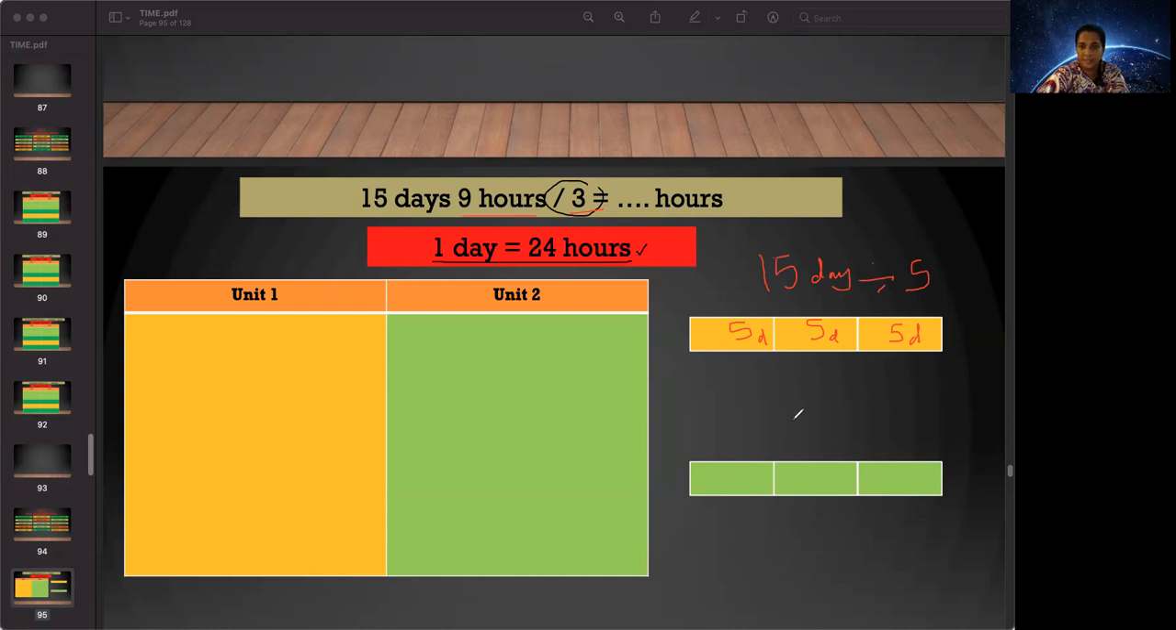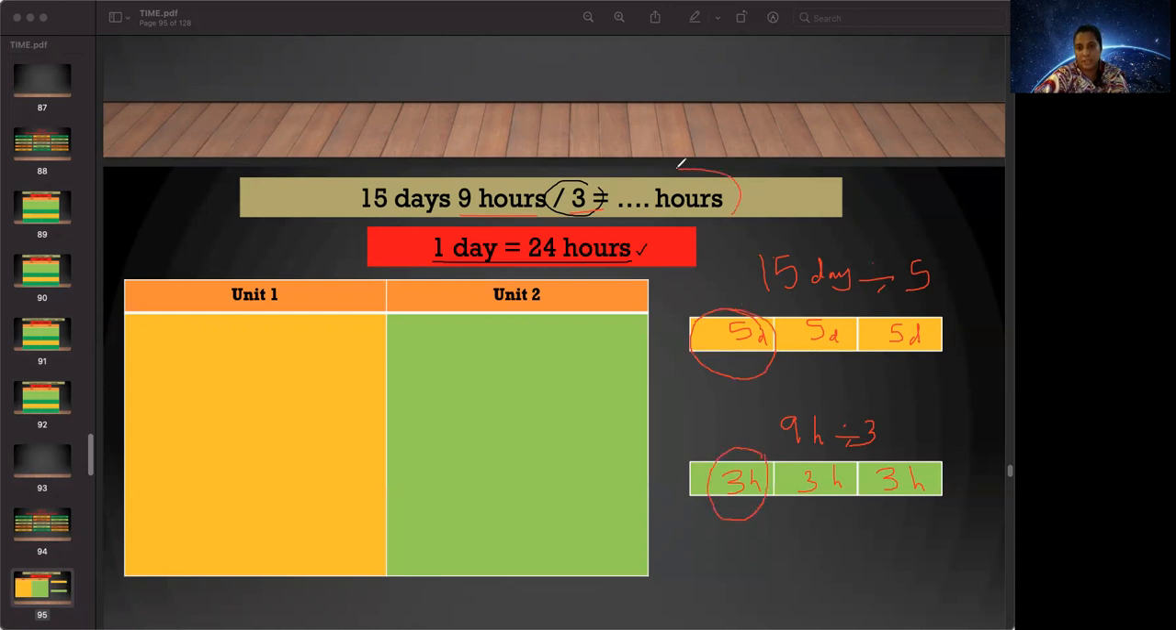And if I have 9 hours, and this is the hours, if I had to divide it into 3, again, this would be 3 hours, 3 hours, and 3 hours. So I can get my answer: 15 days, 9 hours, when I divide into 3, I'm going to get 5 days and 3 hours.